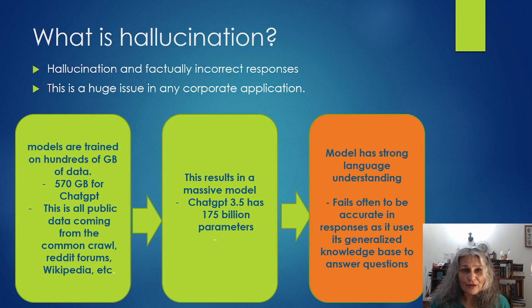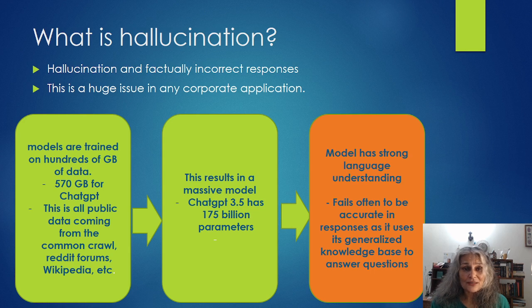However, very briefly, one of the key problems that corporates face when they want to use generative AI models is the problem of hallucination. Hallucination is essentially the tendency of the models to give a factually incorrect response to a query. Now, this is a huge issue for any corporate. Nobody really wants a chatbot which is making up answers in response to customer queries.